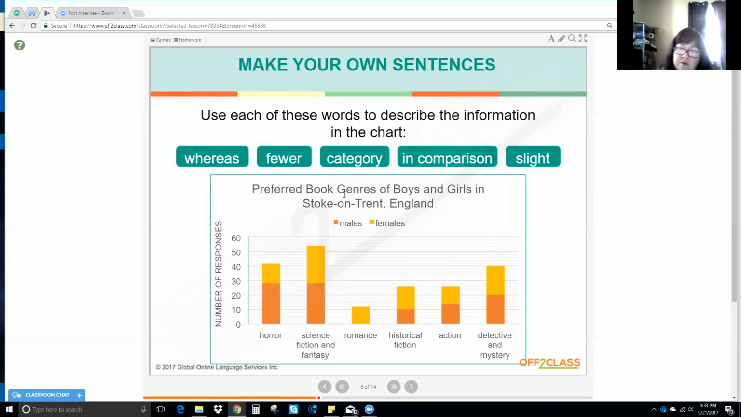We could say boys and girls answer comparatively in romance and action because we see about 12 in each. 12 for the girls in romance and 12 for the boys in action. There may be a slight difference. Rather than 12, this may be 14. Okay.